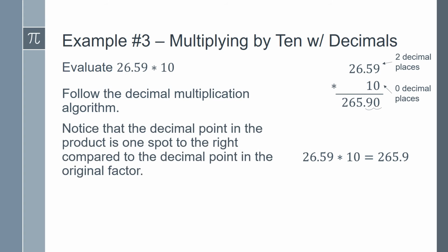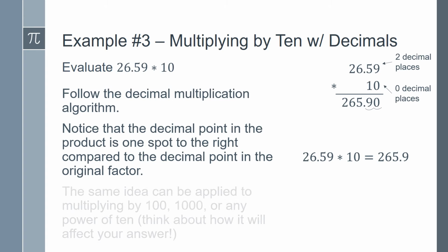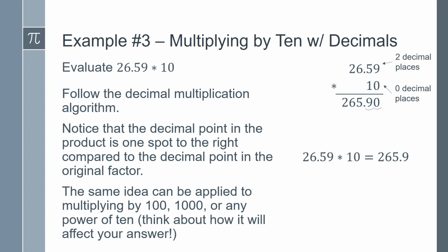If you take a look, you'll notice that the decimal point in the product is 1 spot to the right compared to the decimal point in the original factor. This same idea can be applied when you're multiplying by 100, 1,000, or any other power of 10. Just think about how it might affect your answer.